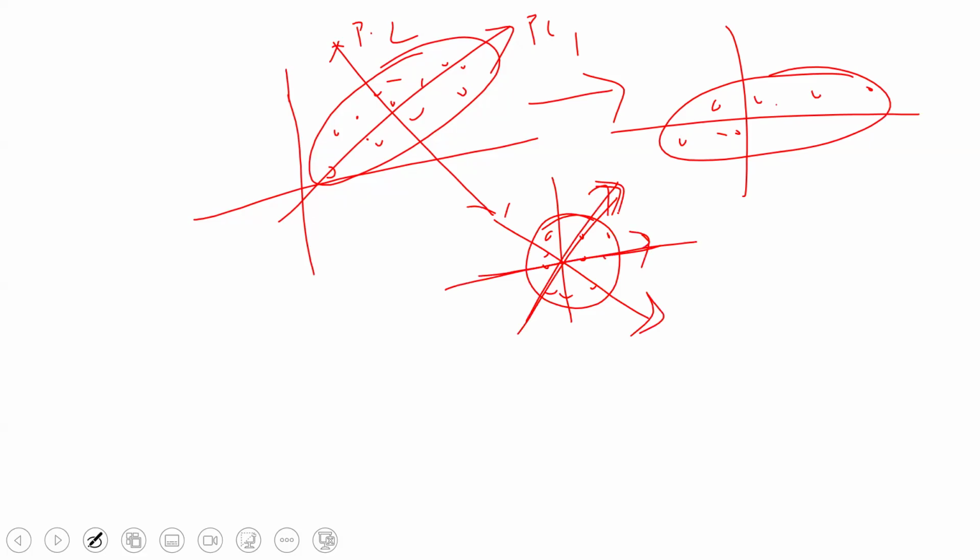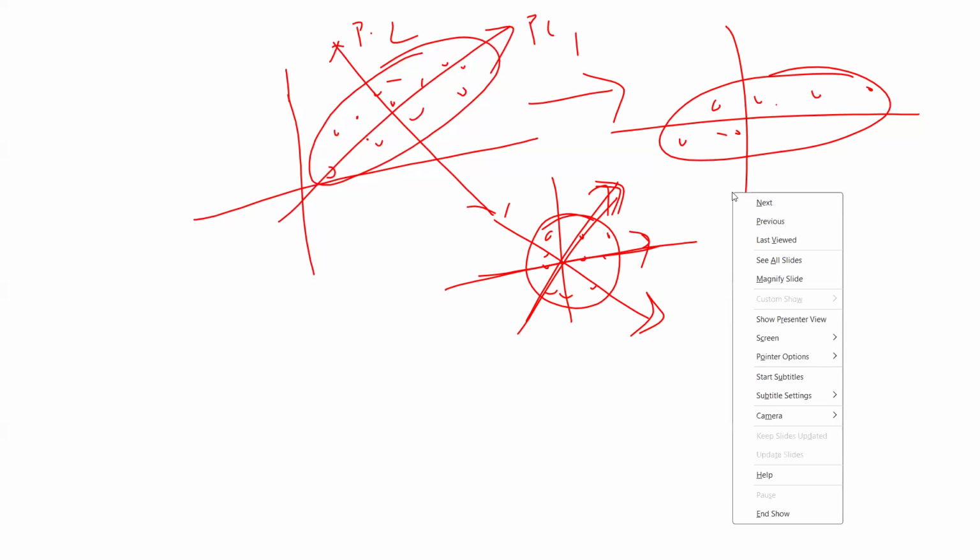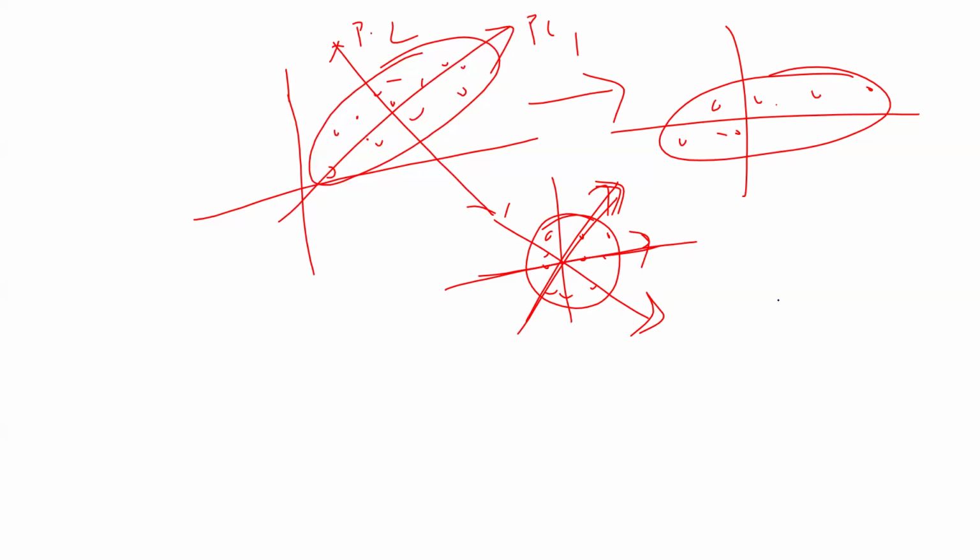When the covariance is 0 between the dimensions, you cannot apply principal component analysis. You should have non-zero covariance between the features, or the dimensions, then only can you apply principal component analysis.